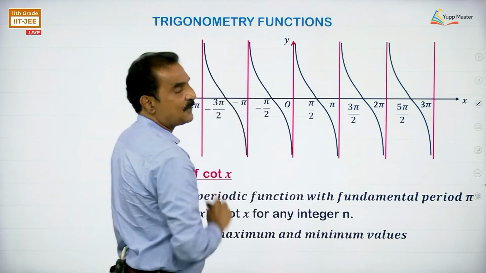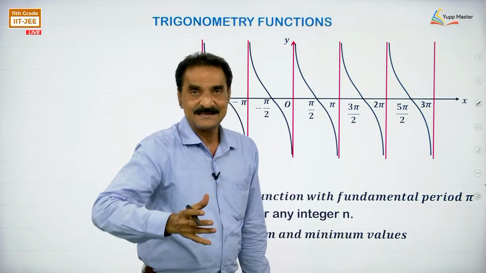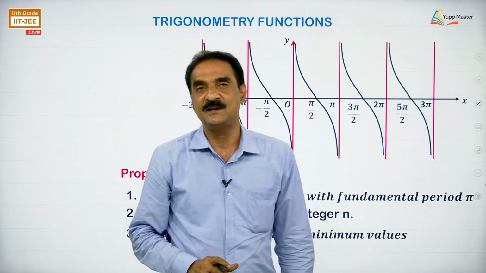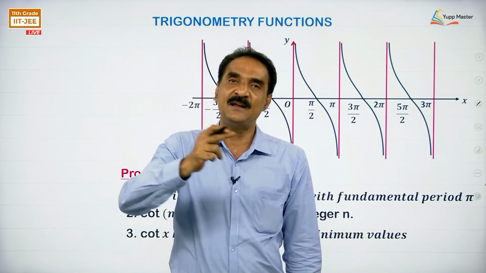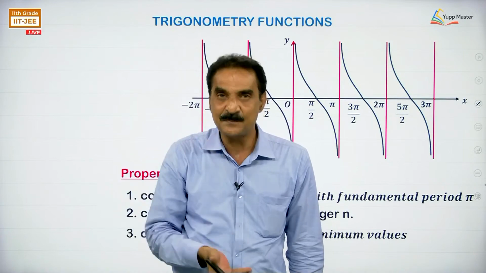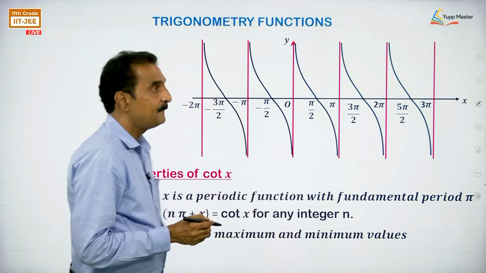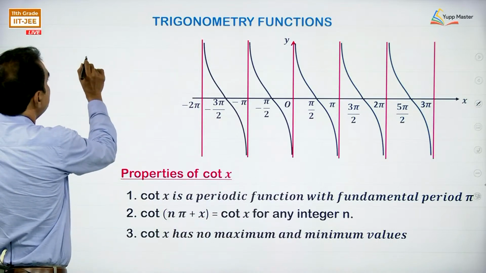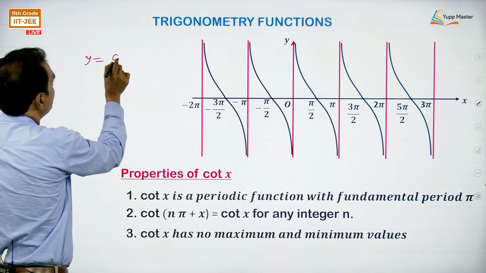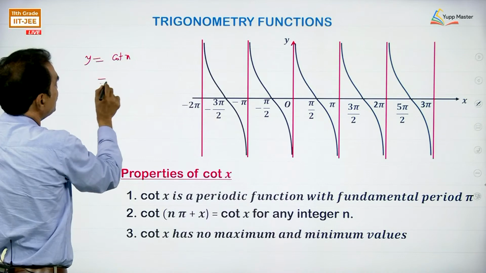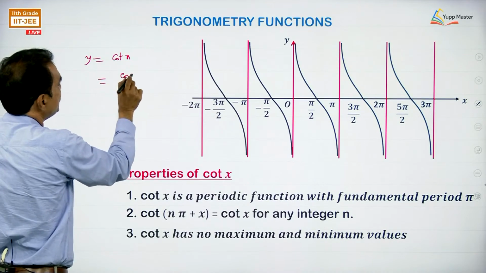This is the graph of cot x. Tan x and cot x are reciprocals of each other, and tan x is everywhere increasing. So what happens to the reciprocal cot x? Everywhere decreasing. So this is the graph. And if y is equal to cot x, cot x can be written as cos x by sin x.